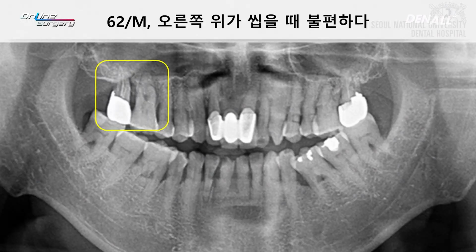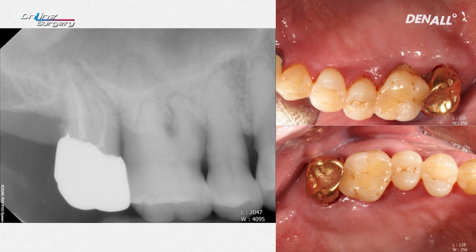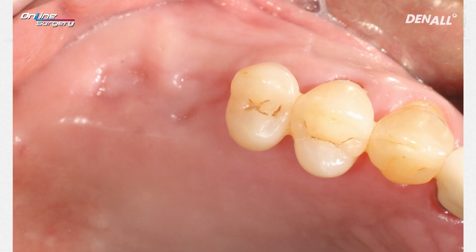Today, I'm going to talk about a case of maxillary posterior implant placement with sinus elevation. A 62-year-old male patient with a chief complaint of discomfort at number 16 and 17 at the upper right posterior region. Initial panorama shows number 16 and 17 had alveolar bone loss. At the initial visit, periapical X-ray and clinical photos. Due to the progressed bone loss, number 16 and 17 will be extracted and implant will be placed later.